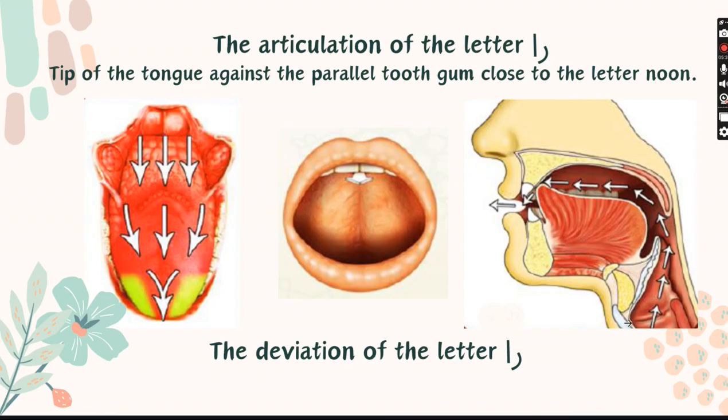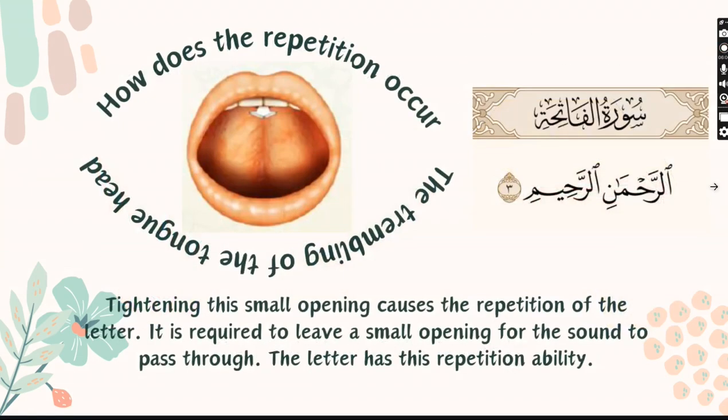But I hope that you are aware of this idea. The character of deviation is only with the Ra and the Lam. Why? Because the sound deviates, you see, this is the deviation, this arrow and that arrow, and then coming inside also, this is the deviation. And in the letter Ra, it's the opposite. Okay, let's have a look here.